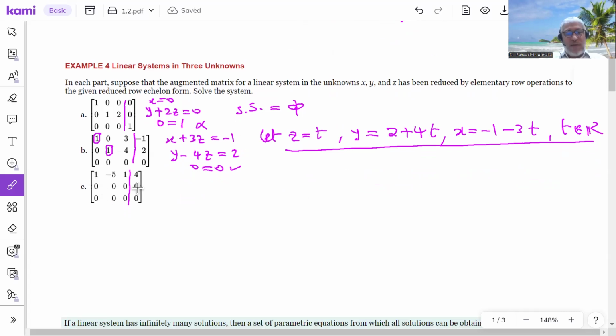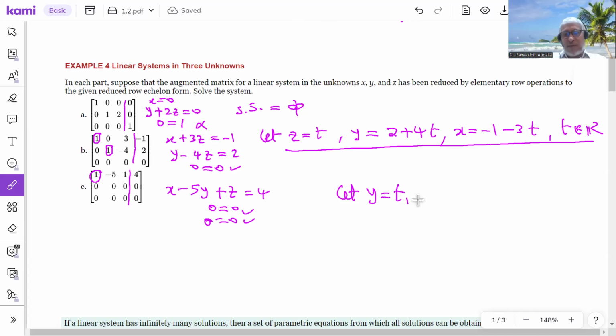In part C, I have two equations, 0 equals 0. So in fact, I have only one equation left in the system, x minus 5y plus z equals 4. This is the equation from the first row. The other rows, 0 equals 0, 0 equals 0, are true statements, so they don't affect anything. So we have only one equation left in three variables. For x, the leading one is there. For y, there is no leading one. For z, there is no leading one. So y and z are free variables.